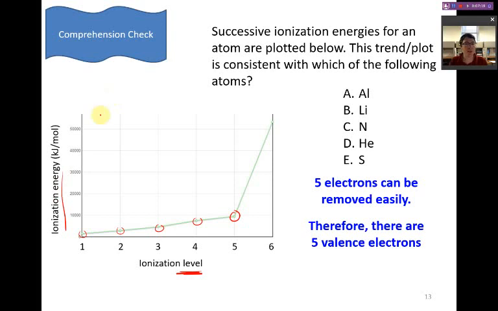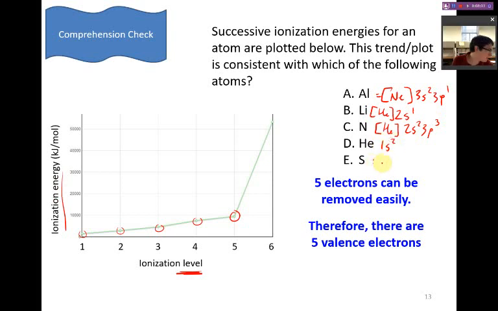Well, when you look at the electron configurations of each of them, you would see that the only one that has 5 valence electrons is nitrogen. And there's a couple ways you can think about this. Aluminum, if we look at its electron configuration, aluminum is equal to neon 3s2, 3p1. Lithium is helium 2s1. Nitrogen is helium 2s2, 3p3. Helium is just 1s2.